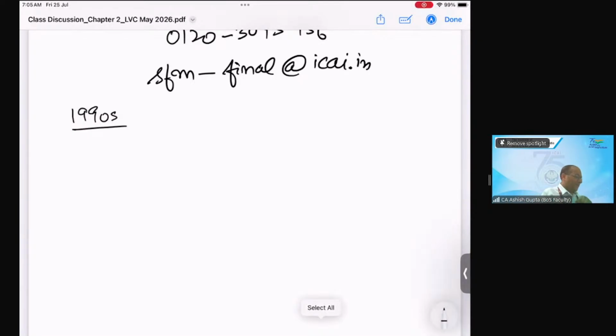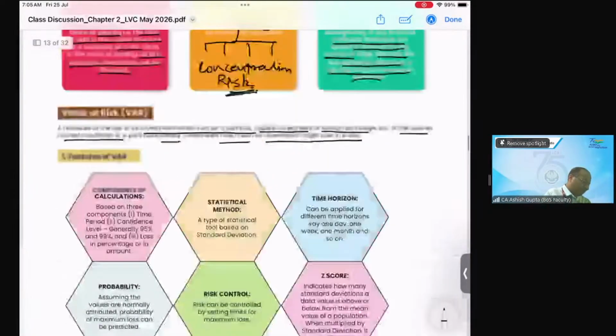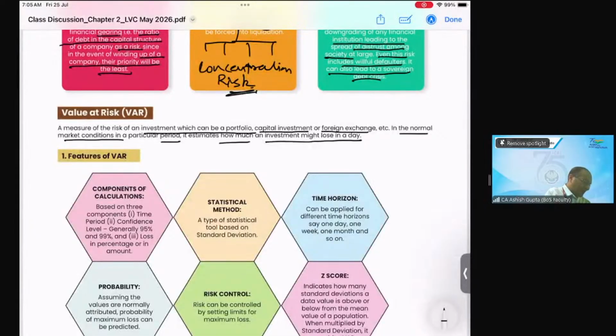Going by the definition again: a measure of the risk of an investment, which can be a portfolio, a capital investment or foreign exchange. Generally these are used by banks, and especially in the case of banks it is very important because there are many types of portfolios and investments. In normal market conditions, this is a very important condition, that the market condition should be normal. In a particular period, it estimates how much an investment might lose in a day.